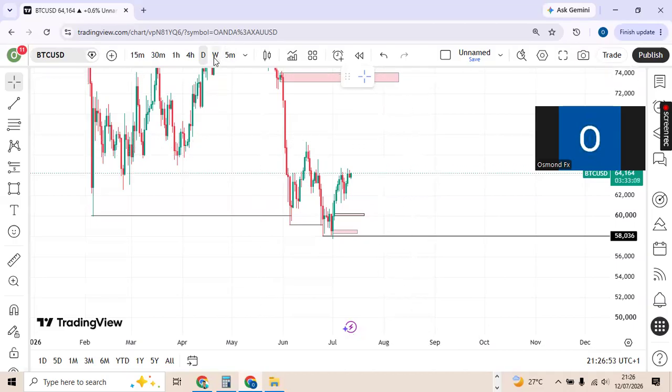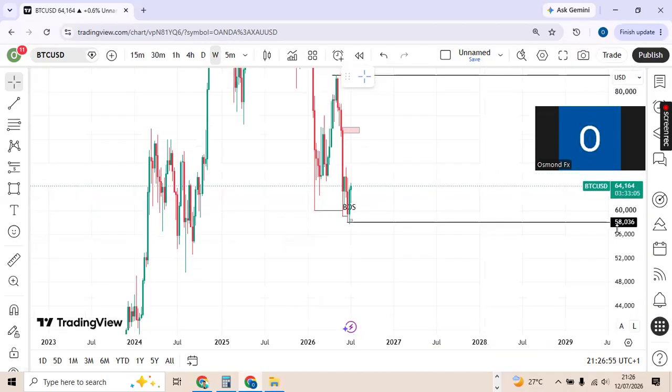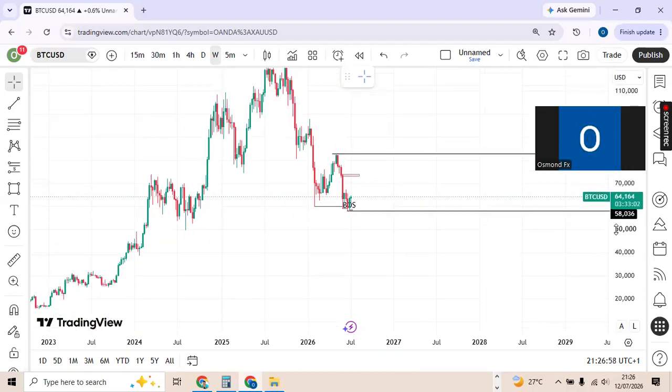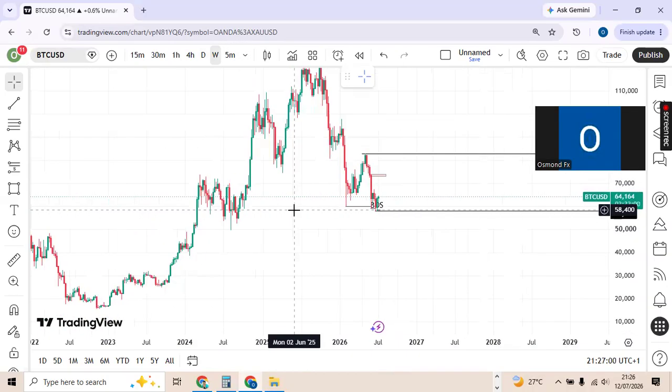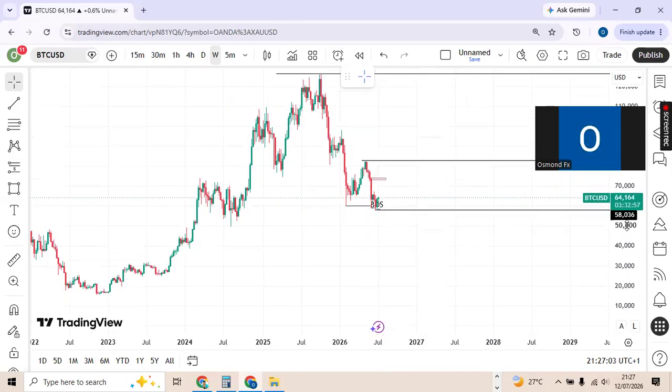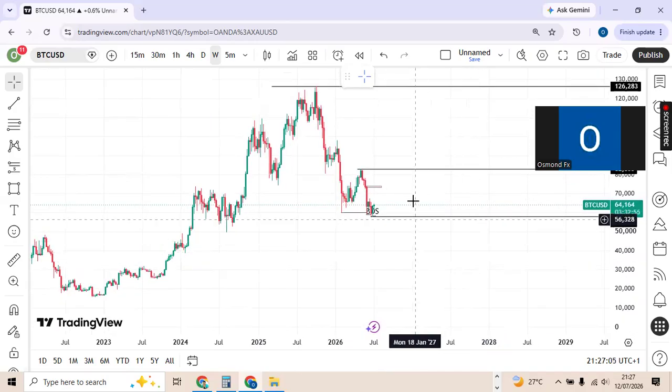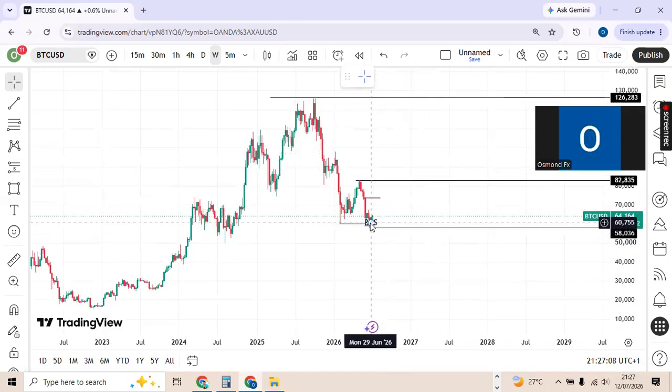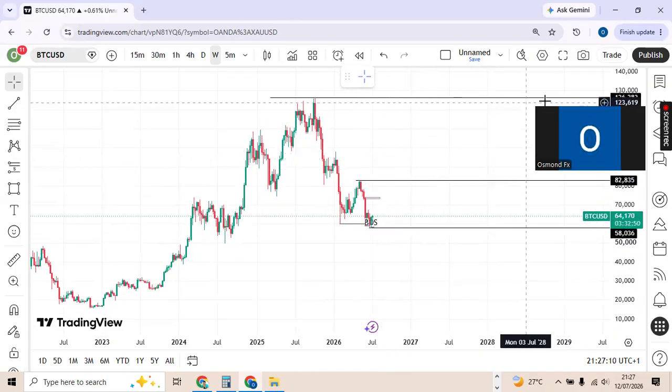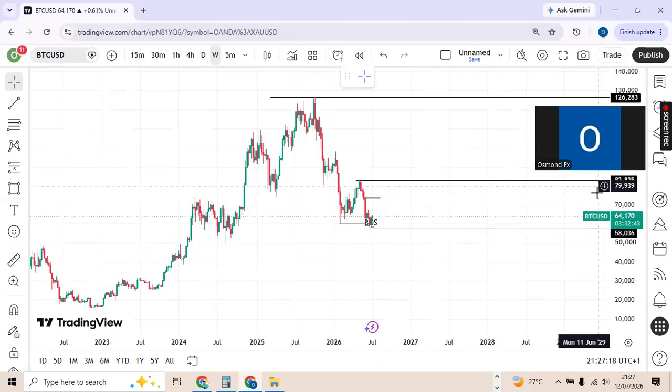But let me show you guys, based on my technical analysis, what I'm expecting on Bitcoin. If you have been following me, you know that I told you I'm predicting Bitcoin to come to $1,026,000. Right now, BTC is sitting at 64,000. I'm predicting BTC to come to $1,026,000.